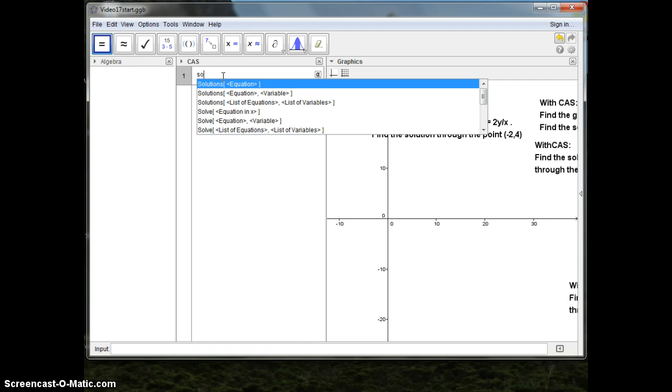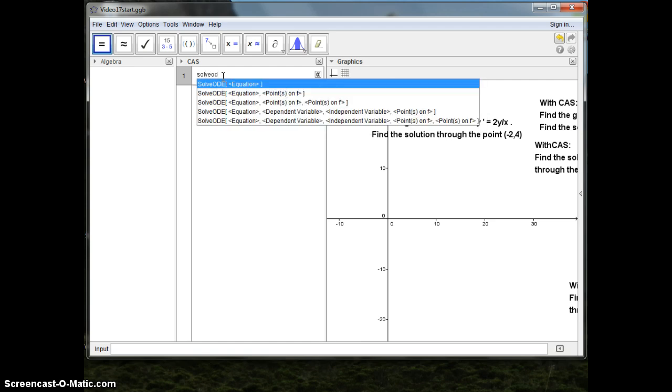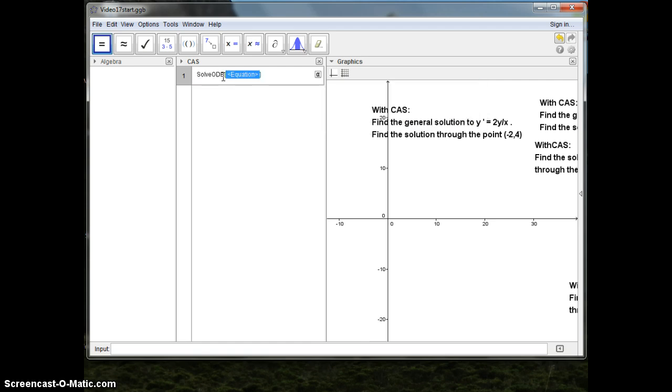So I'll write down solve ODE, and the equation being y mark equals 2y divided by x. It comes. And again, I get an arbitrary constant, C4. The solution through the point, I want to write down the point, A colon equals, to make it drawn, minus 2, 4.